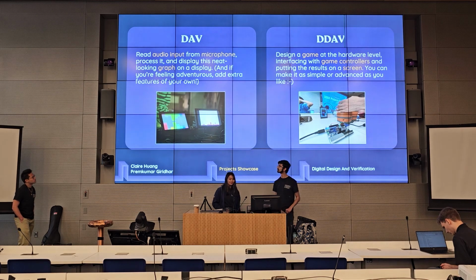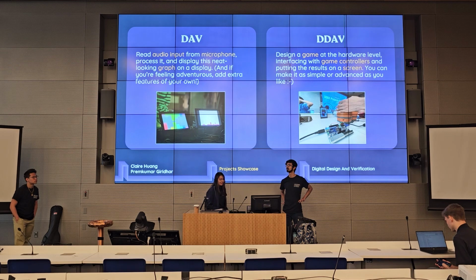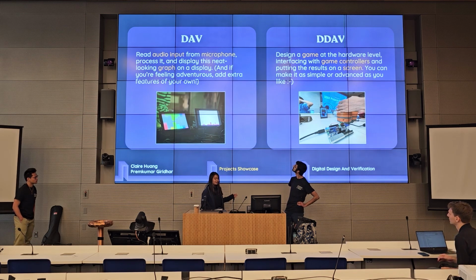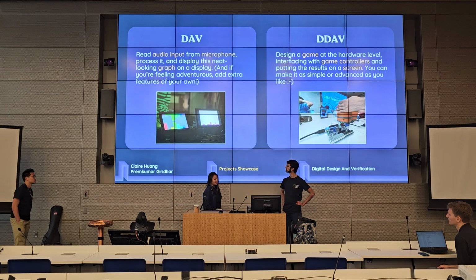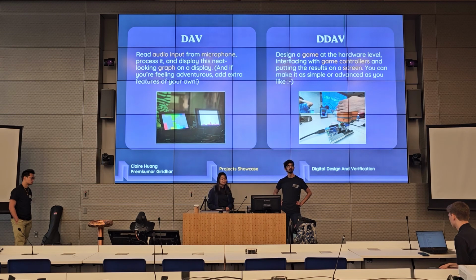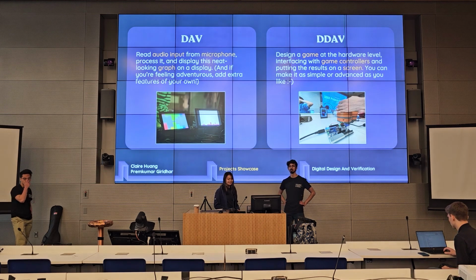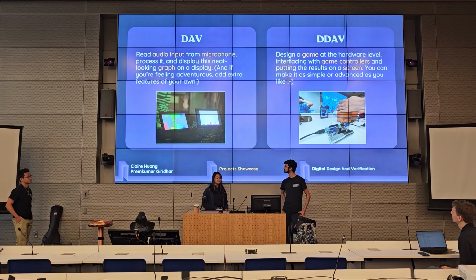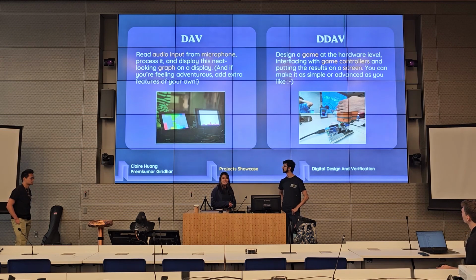So for our project, we offer two tracks. For DAV, Digital Audio Visualizer, students are tasked with hooking up a microphone to their FPGA, which is the chip that we teach students how to build on, to read audio input, and then do some signal processing to it and make a really pretty graph that looks like that. And our other track, Digital Design Architecture Verification, is for students to create a game, any game that they can think of. We encourage them, and their goal is to have some sort of game controller and communicate with it using their FPGA to have some user input for their game.